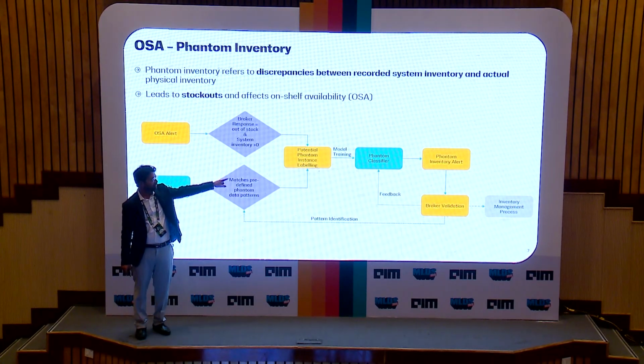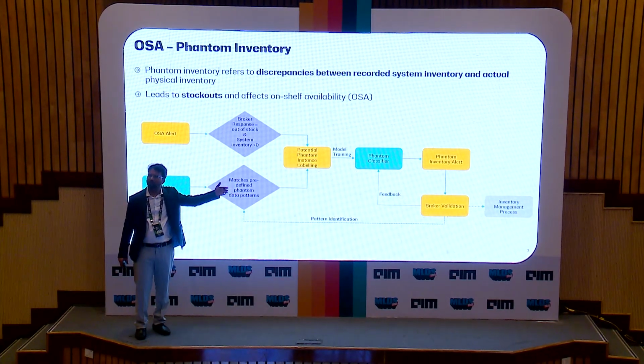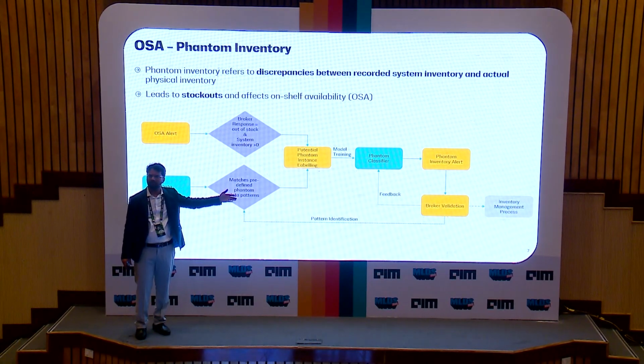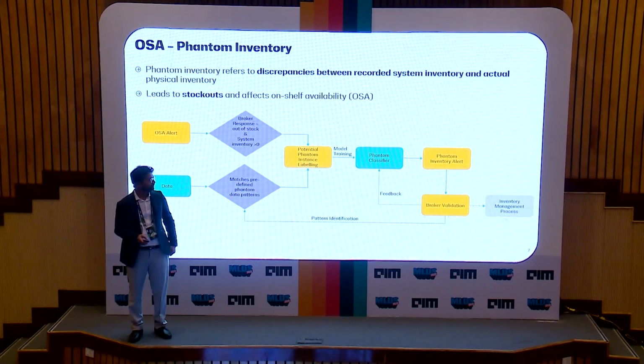which is a phantom inventory classifier, which again generates alerts. Now, we can send these alerts very similar to how we send the on-shelf availability alerts. Brokers can validate these alerts and tell us back, hey, these items are actually out of stock. And they end up correcting the inventory in the store.